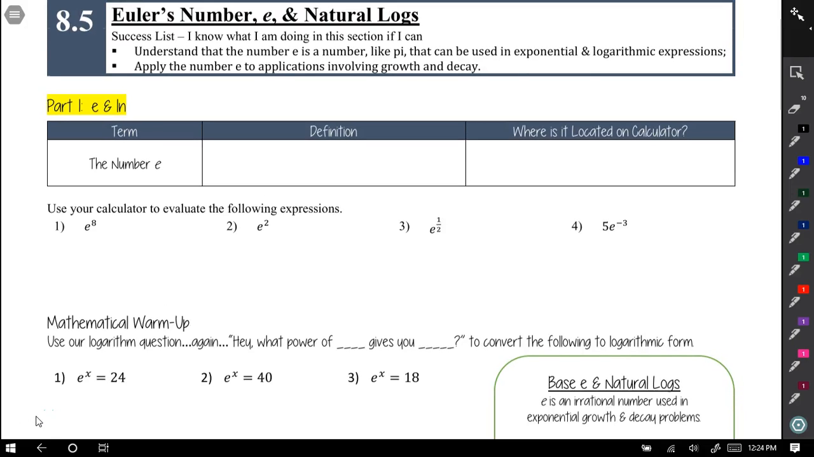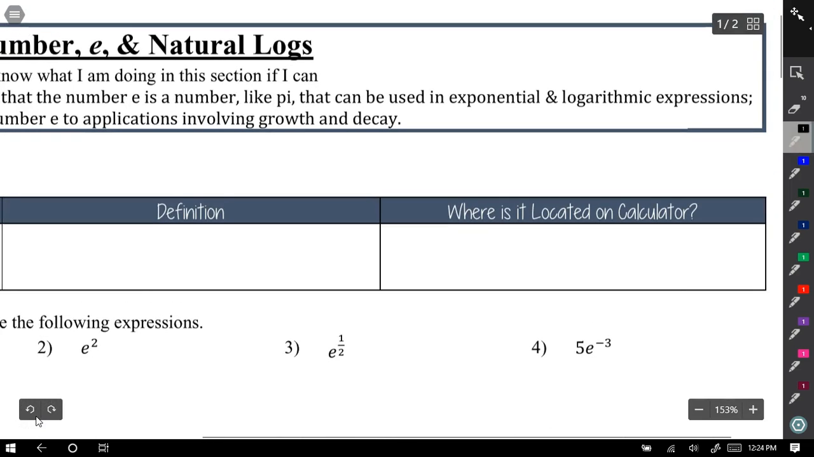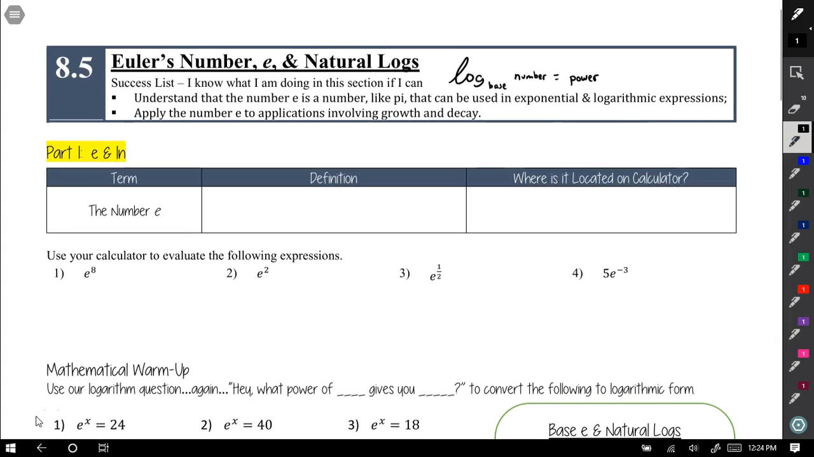In this video, we're going to look at lesson 8.5, which looks at the natural number e and natural logs. Don't get hung up on what is e, what are natural logs, because the previous lessons where we've looked at log of a base, you have a number equals a power, that is even the foundation for natural logs. So we're still going to hold to that definition, that question, what power of blank gives me blank? That is how natural logs work.